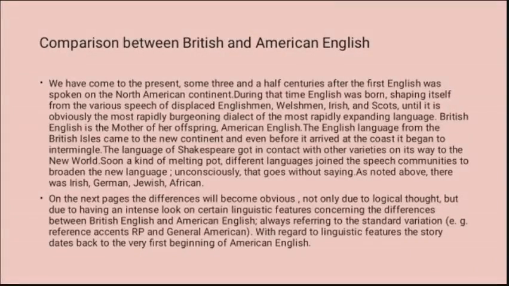Next, a comparison between British and American English. We have come to the present, some three and a half centuries after the first English was spoken on the North American continent. During that time, English was shaped from the various speech of displaced Englishmen, Welshmen, Irish, and Scots, until it is obviously the most rapidly burgeoning dialect of the most rapidly expanding language. British English is the mother of American English.